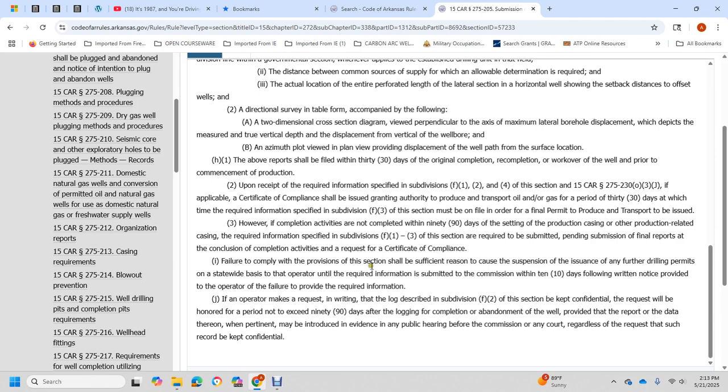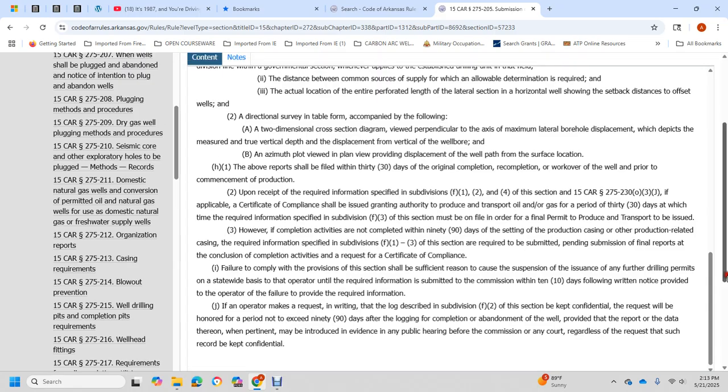The operator may request in writing, as described in subdivision F2 of the section, that the information be kept confidential for a period of 90 days, covering logging, completion, and abandonment of the well, with the report of the data therein pertaining to the well being true. Before the commission or any court, regardless of the request, such record shall not be confidential in a public hearing.